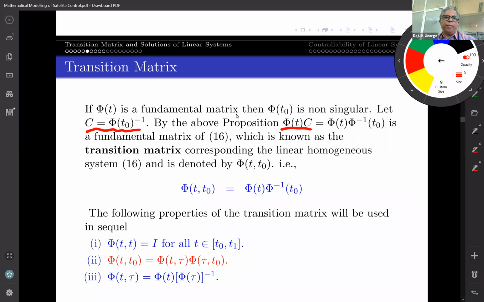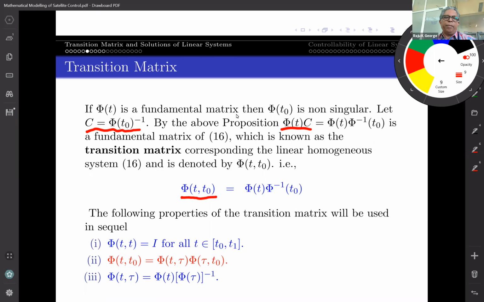And this fundamental matrix solution is known as a transition matrix, and is denoted by phi t t0. Phi t t0 is nothing but phi t into phi inverse t0. Phi t is an n by n matrix, phi inverse t0 is also an n by n constant matrix, and this product is an n by n matrix. This is also a fundamental matrix solution of the linear system, and this is known as the transition matrix.